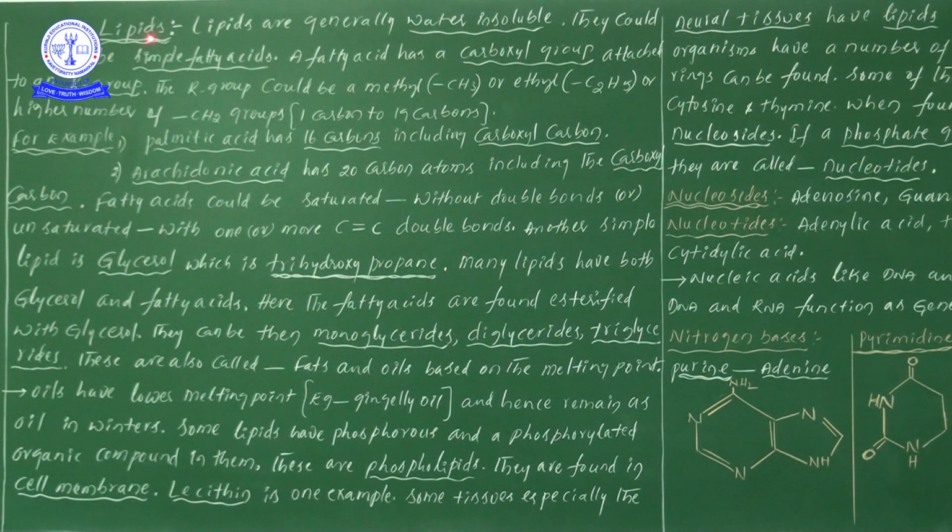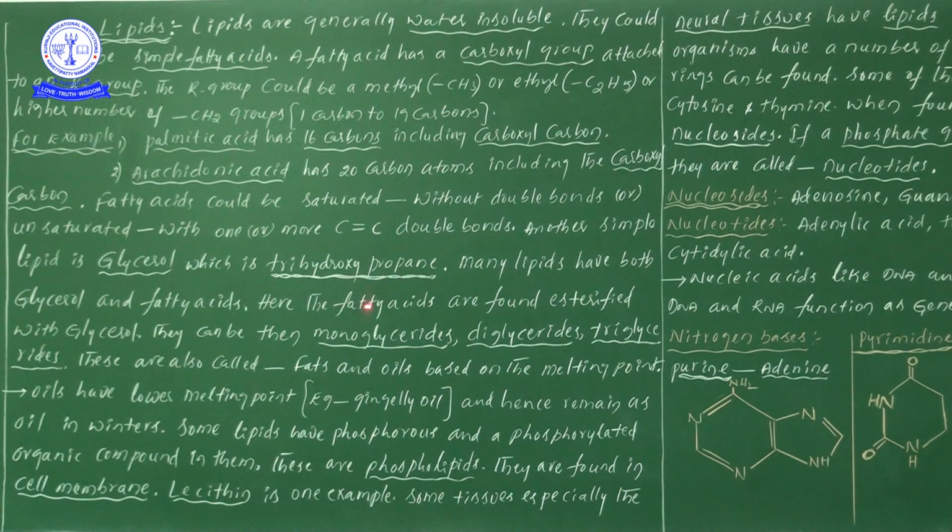Next one, many lipids have both glycerol and fatty acids. So what are the lipids we have started to learn? Those lipids have both glycerol and fatty acids. Here the fatty acids are found esterified with the glycerol. Now in the next line we are discussing the relationship between these two, glycerol and fatty acids, which are esterified. How are these two linked together? Ester bonds are there between the glycerol and fatty acids. Save it well.